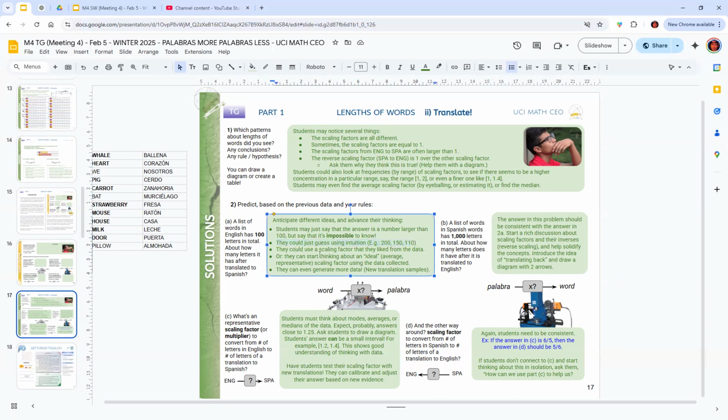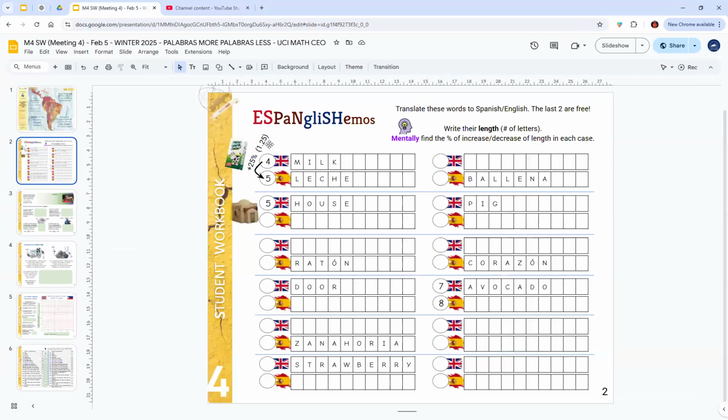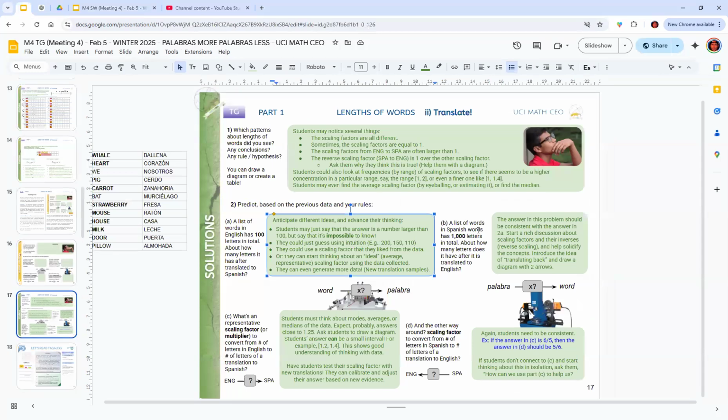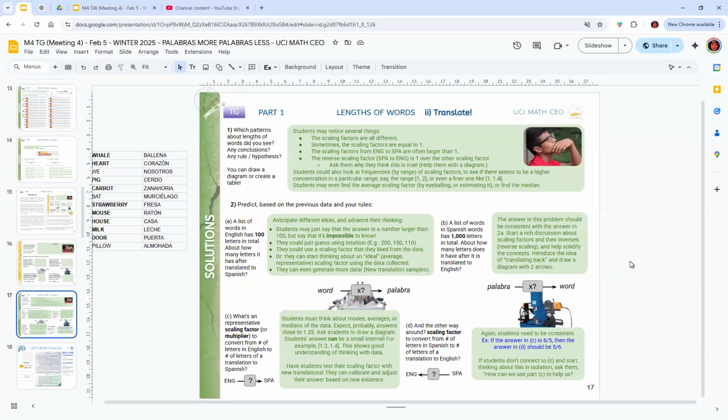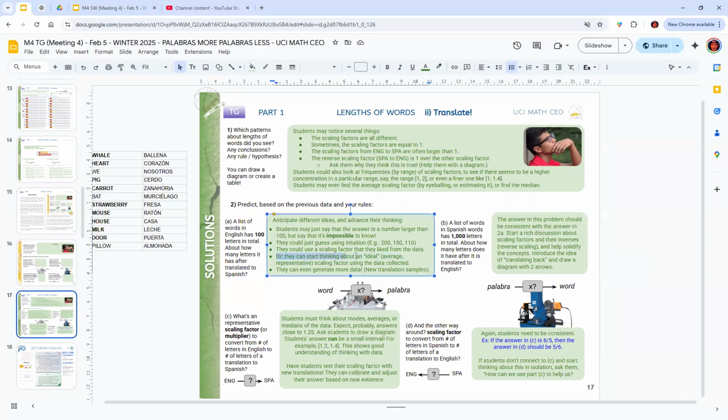Now, they could use a scaling factor that they really like from the data that they think is kind of representative. So they could go back and maybe take this one or whichever and just use that. Okay, that's okay. You're now looking at the data, but you're just looking at one in isolation, so I wouldn't be too convinced. So the next step is start thinking about an ideal, an average, or a representative scaling factor using the data collected, which we just discussed.